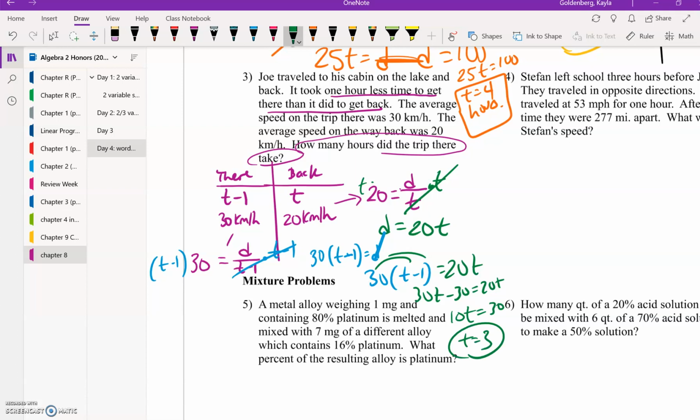However, let's look back. I called my time t, amount of time it takes back, which was 3 hours. Notice they asked us how many hours did the trip there take. So you want to be careful to reevaluate what they asked for. So there was 1 hour less, so that's going to be 2 hours.